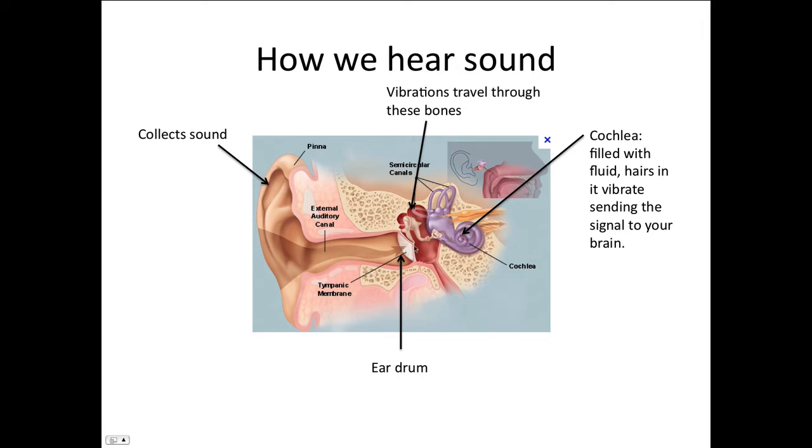This vibration is carried through these bones here to the cochlea, and the cochlea is filled with fluid, and along the surface of the cochlea are little hairs that are attached to nerve endings. So when these hairs start to move due to the sound, the nerve endings detect it and send this as a signal to the brain. And that is how we hear sound, very briefly.